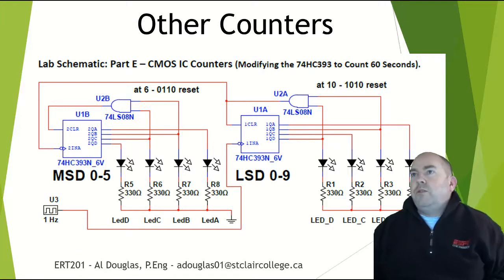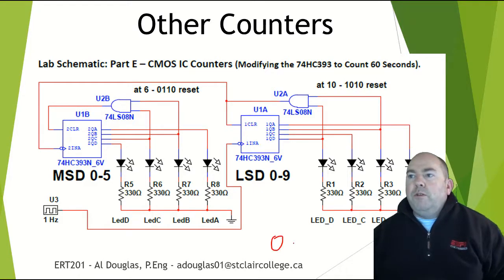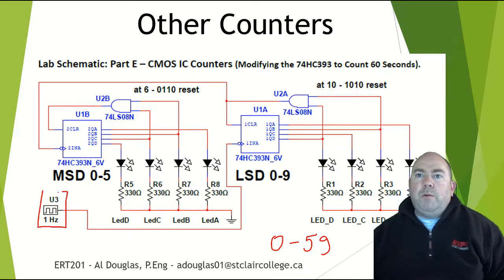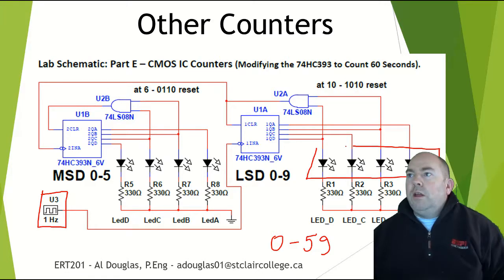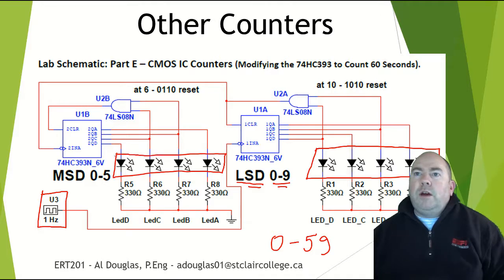So we are actually going to do this lab here, which is pretty neat. We're going to do two separate counters, and we are going to count from 0 to 59 with a 1 hertz or 1 second clock pulse. So we are basically going to make a 60-second counter. Okay? We're going to have one set of LEDs counting our least significant digit, 0 through 9. Another set of LEDs will count our most significant digit, 0 through 5.